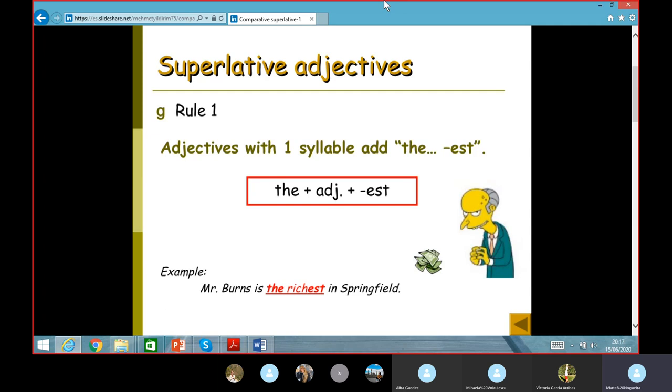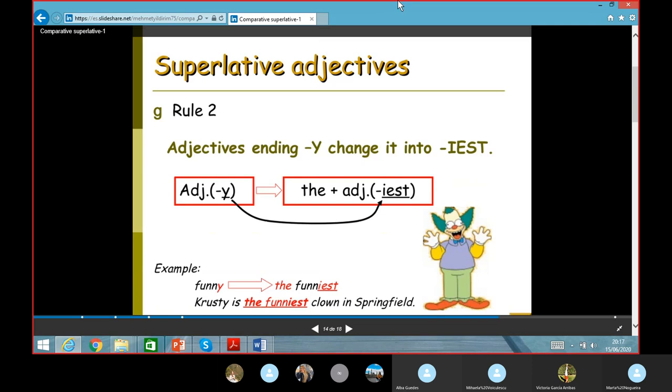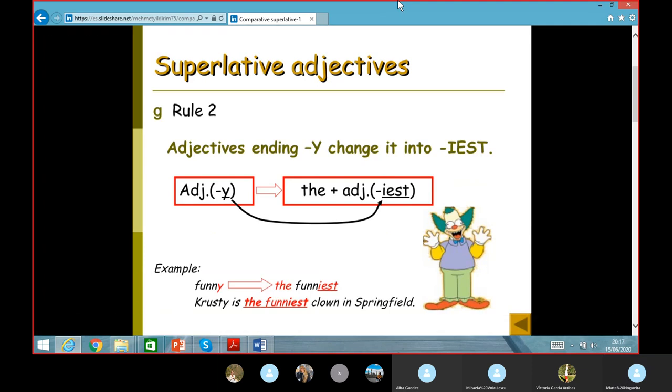The comparison is different. So, Mr. Barnes is the richest in Springfield. Mr. Barnes es el más rico de Springfield. Superlative adjectives. We continue with the rule two.